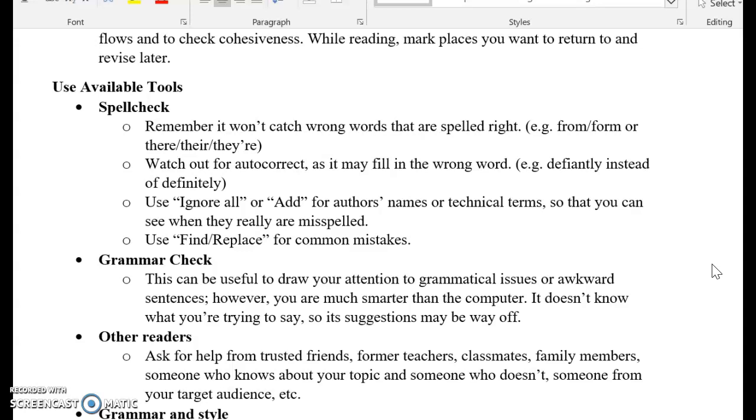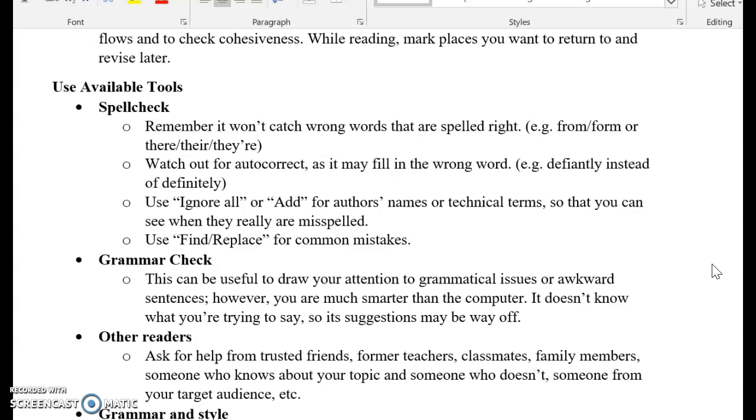You could also use the find and replace for common mistakes. This is a good thing to help you if you're looking for some specific character or a specific word maybe you're not supposed to use. You could put it in the find section and then go to replace with what should be correct.